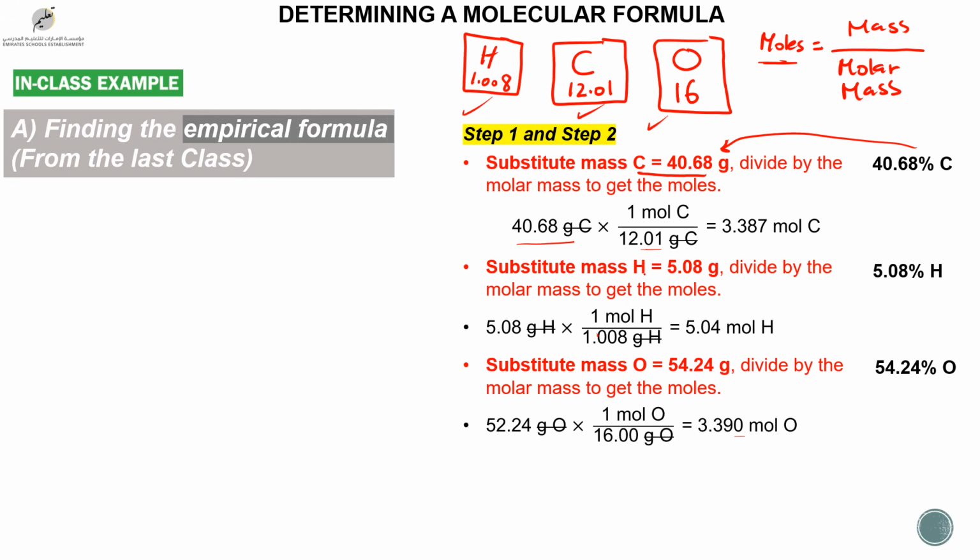Okay, now this is steps 1 and 2. Which one is the smallest number? Is it 3.38, 5.04, or 3.39? Of course it's this one. This is the smallest. Now divide everything: this one divided by itself, this one divided by this one, and this one divided by this one to get the ratios.